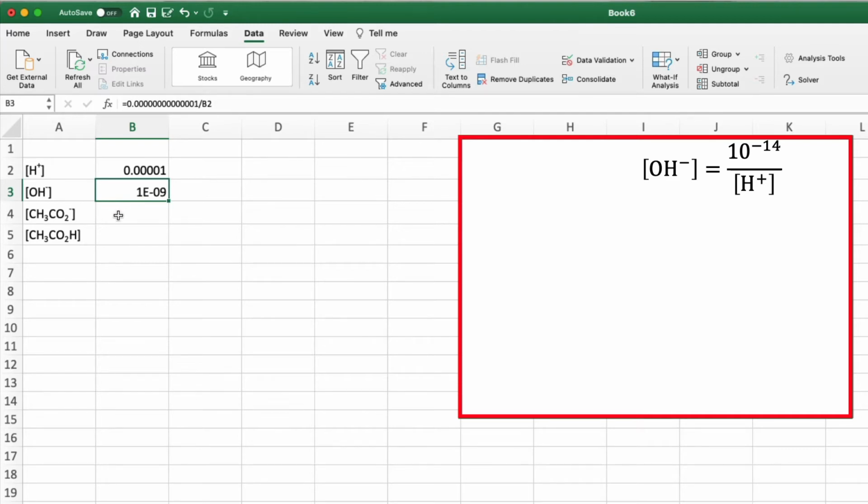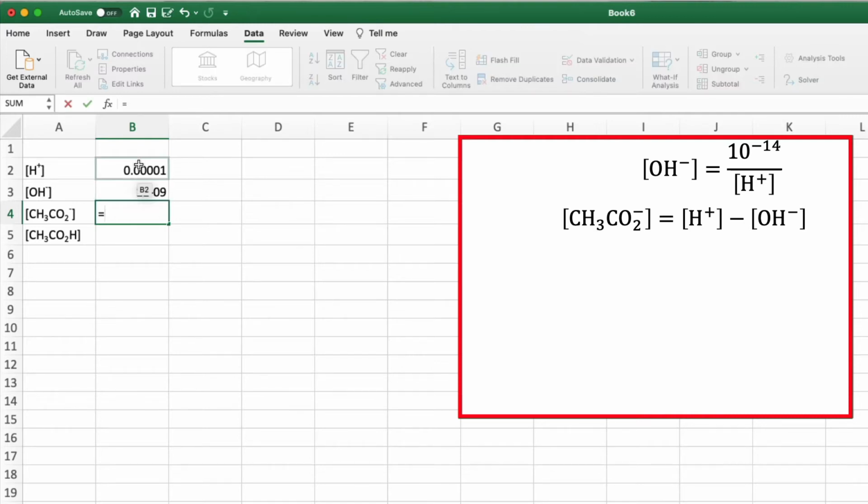So the next thing we're going to do is figure out acetate. Now, remember that acetate is equal to H plus minus OH minus. In the past, we've substituted in 10 to the minus 14th over H plus for that, but we don't need to do that in Excel because that's just going to be H plus, which is this cell, minus this cell.